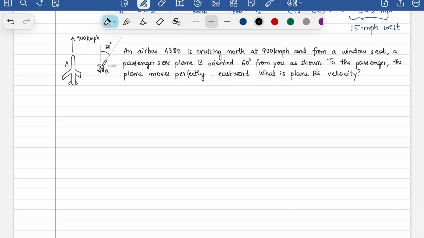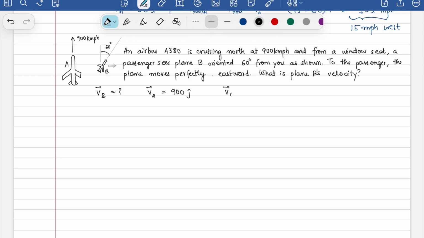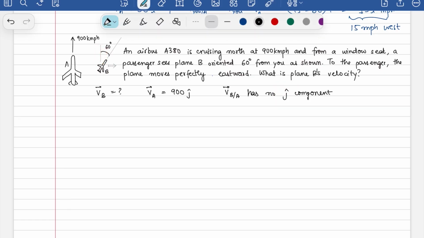It's always a good idea to write down what is known and what's unknown. Essentially, the velocity of B is unknown. The velocity of A is 900 j hat. I'm going to keep everything in kilometers per hour. And it says that the plane moves perfectly eastward to a passenger in A. So the velocity of B with respect to A has no j hat component. That's what this means, right? If it is moving only to the right, then there is no component that's causing it to move upwards or along j. So this is what's stated.